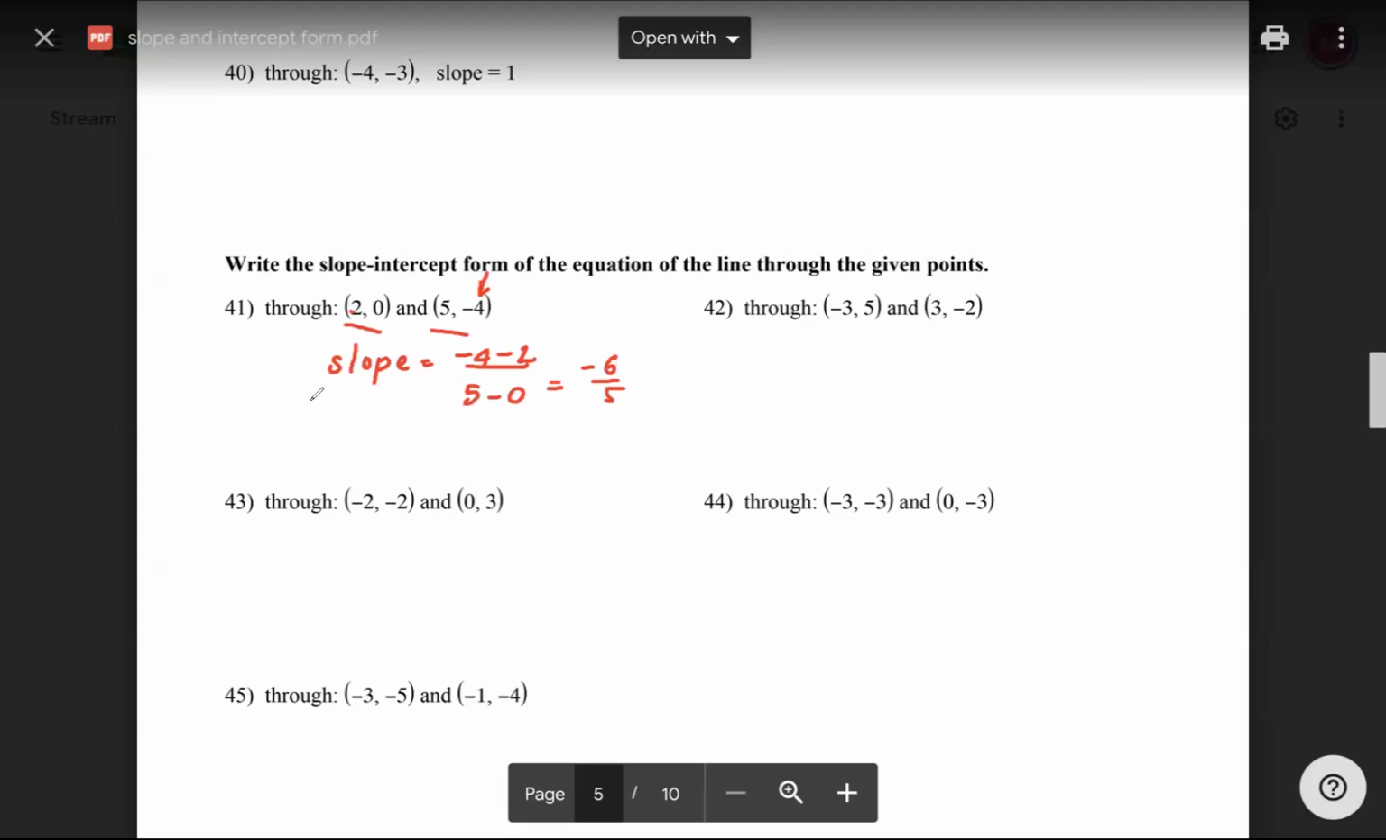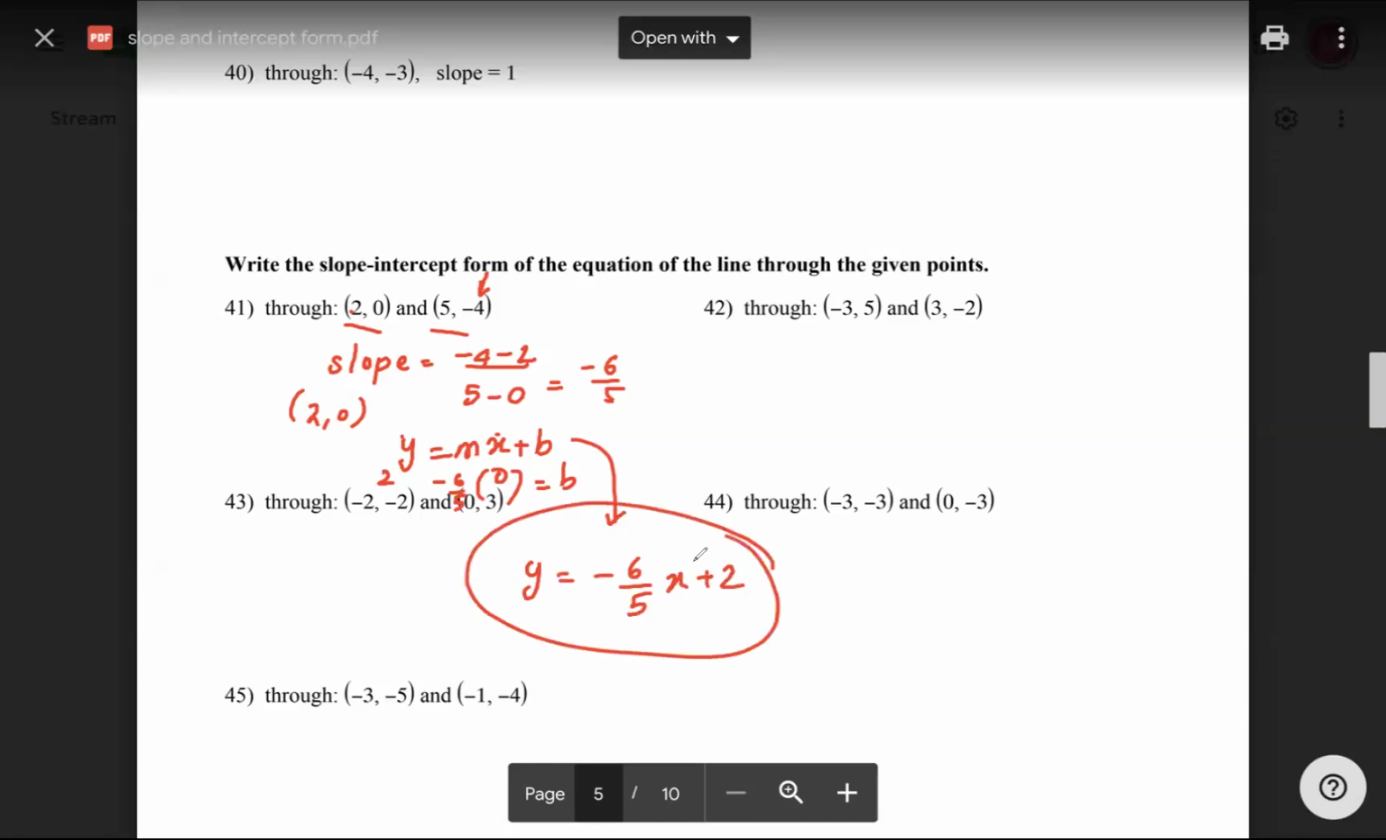And then any point you can take. 2 comma 0 will be the point I take. So I can write this in slope intercept form, y equal to mx plus b. X and y are points, so I'll substitute 0 and 2 here and then minus 6 by 5. But again, it's 0, so my intercept is 2. I substitute back in this equation: y equals minus 6 by 5x plus 2. That's it. Does it make sense? Any other questions?